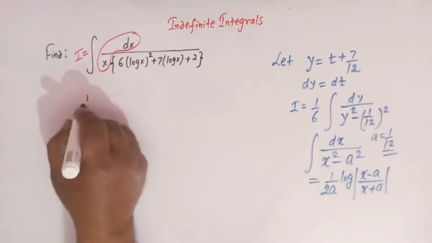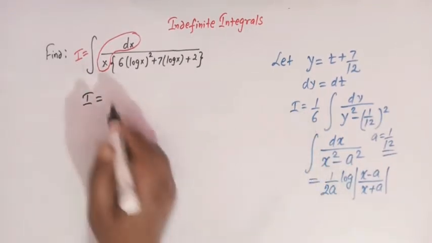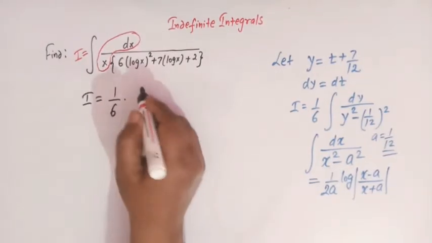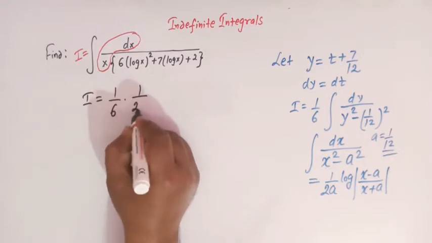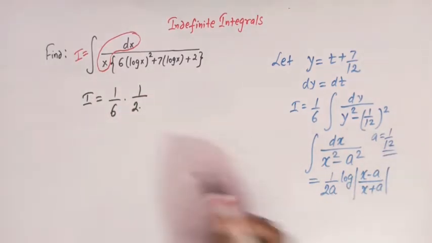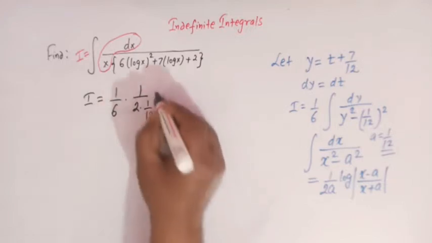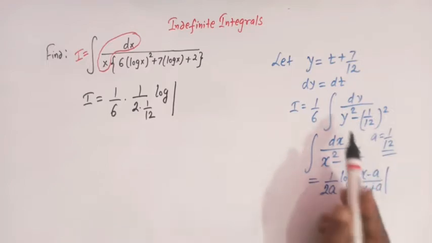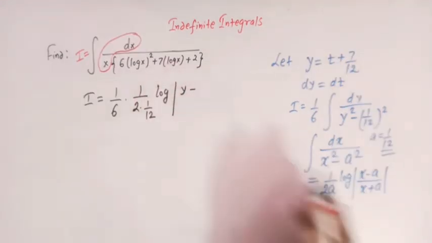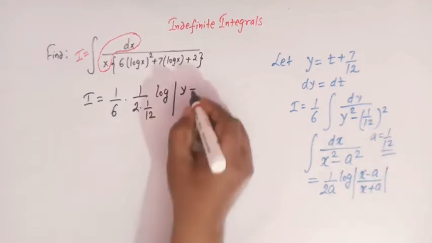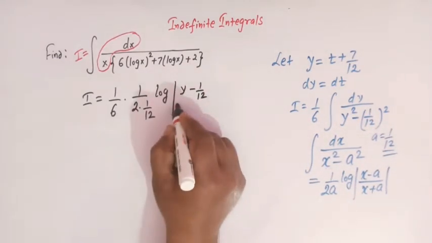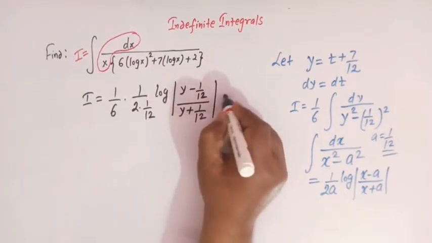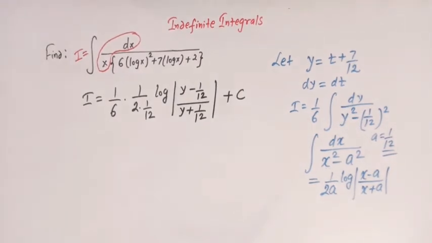So now we can write I as here we have 1 over 6, and this integral can be written as 1 over 2a, and for a we have 1 over 12, and then we have log of x minus a. So for x we have y, and for a we have 1 over 12. So we have y minus 1 over 12 over y plus 1 over 12, right? And c is the constant of integration, right?